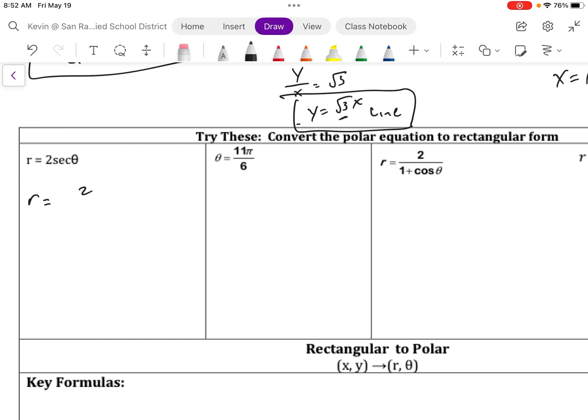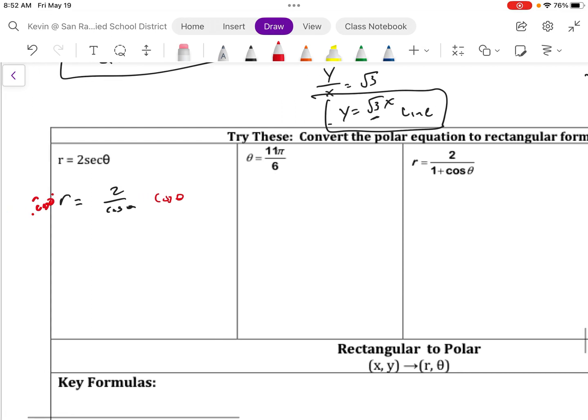So this would be 2 over cosine theta, and then we're going to multiply both sides by cosine theta. That's going to give us r cosine theta equals 2, and r cosine theta equals x, so x equals 2, and we have ourselves a vertical line.